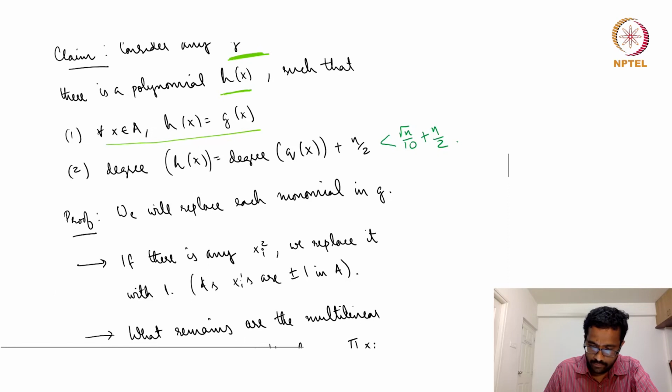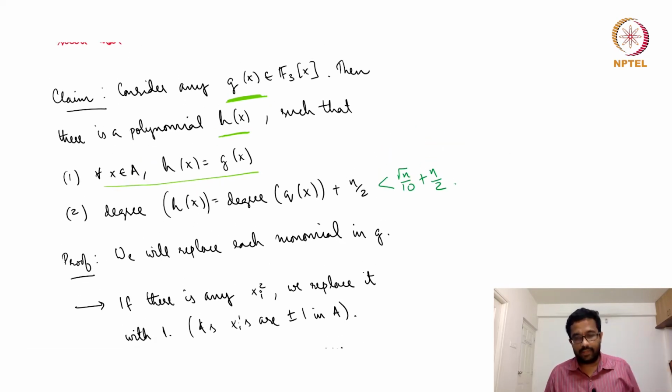Okay, so first of all, g has a polynomial, right? So g is a function, and you can write down the entire polynomial for g over F3. So there will be a huge polynomial. First thing to notice is that we are only bothered about the elements in A. So A is a subset of plus minus 1 whole power n, right?